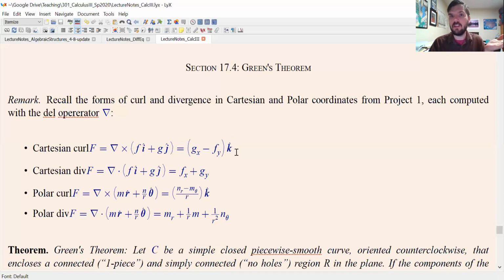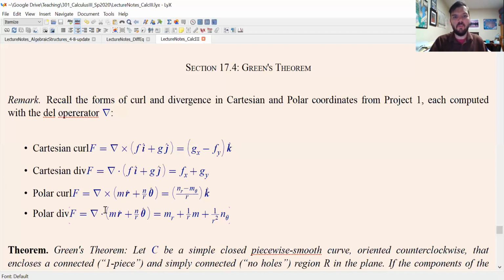And the curl is a vector giving rotation about a certain axis. K hat is the axis, the normal vector to the rotations in the xy plane, whereas divergence is a scalar, a measurement.